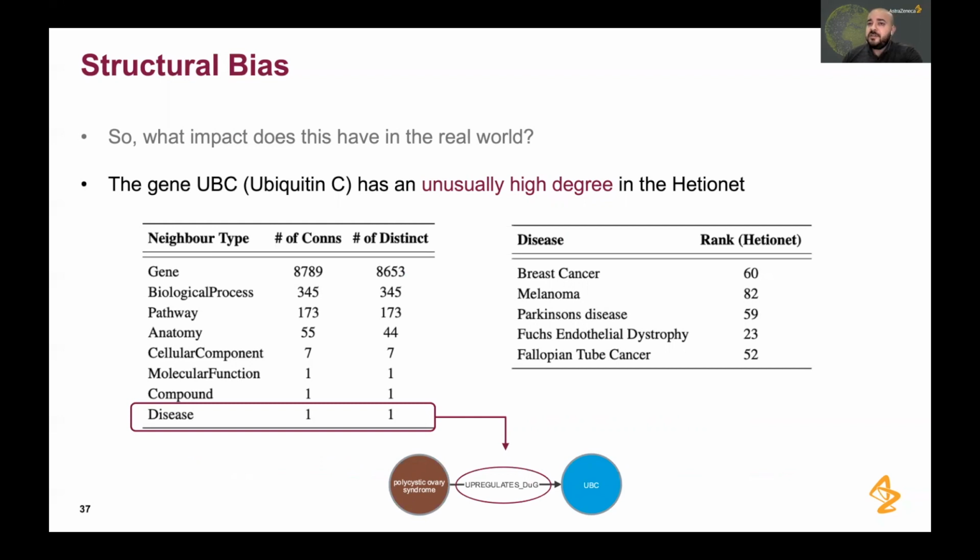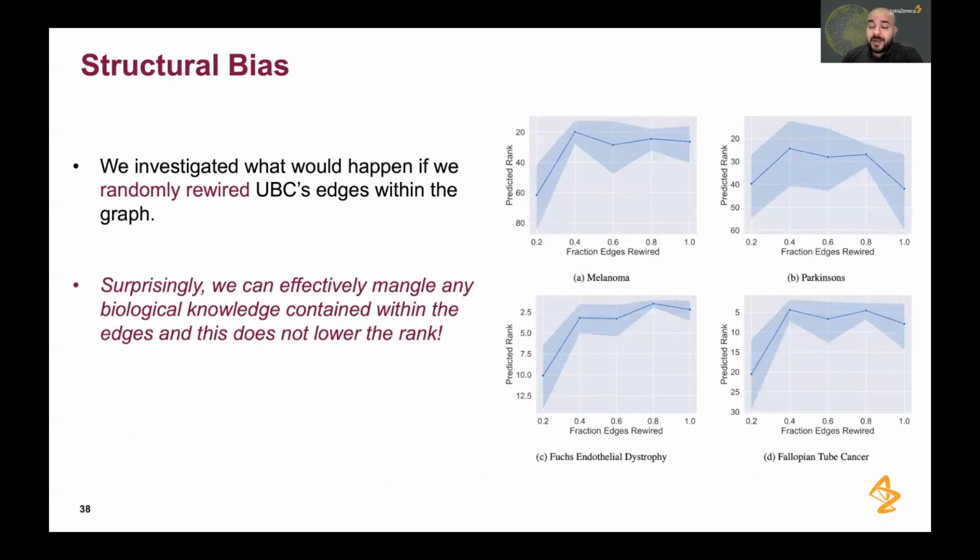Now, this is interesting. We have a gene that is probably not a very good gene target, but it ranks highly. What could that be due to? We believe it might actually be down to its degree, which is particularly high within the graph. So in order to prove that, we set out to rewire its connectivity.